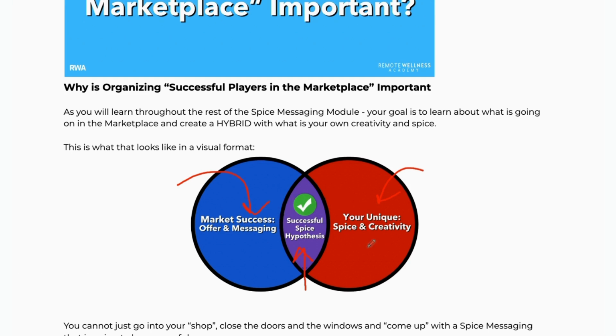Very similar to how we talked about combining the preferences of the builder and the actual tool for the job, we're using a Venn diagram here. What we're saying is that we don't want to base our spice hypothesis, the one we'll build our asset and community on and run ads with, only on our spice and creativity, and we don't want to base it only on market success.